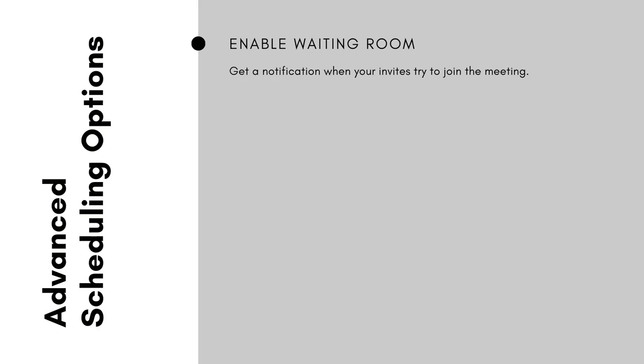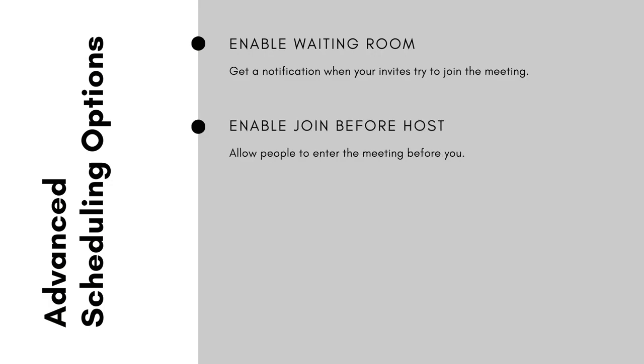This just means that when you're in the meeting, you'll get a notification that someone is in the waiting room, and you can choose whether or not you want to let them in. Enable Join Before Host. This is a great option if you are creating a meeting for someone else, or if you want to allow your attendees to get in before you.